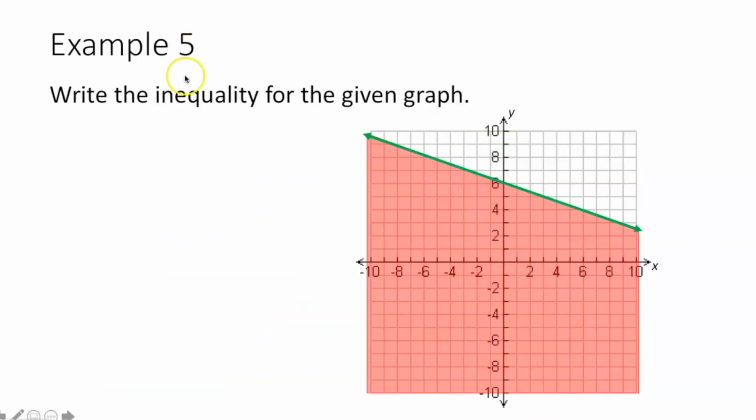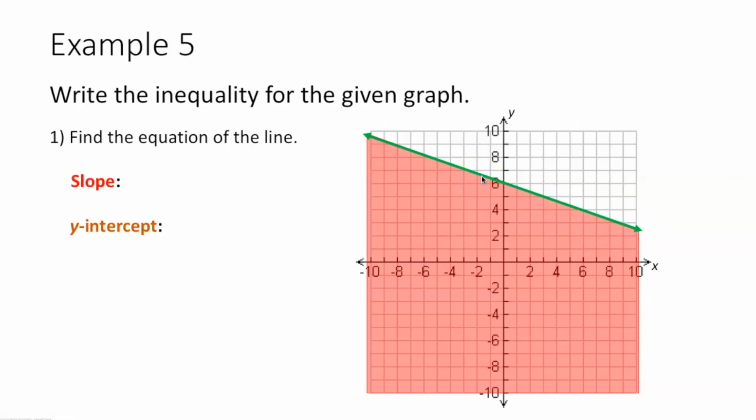Now, example 5 says write the inequality for the given graph. So this time we're given the graph and we want to write the inequality. First thing you want to do is find the equation of the line. What is the equation of this line? Well, in order to find the equation of the line, we need the y-intercept and the slope. So what is the y-intercept? Where does this graph cross the y-axis? That would be at 6. So our b value in this case is going to be 6.